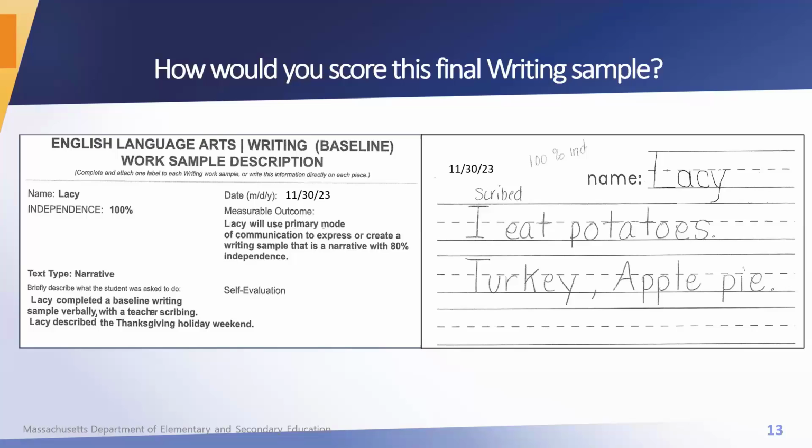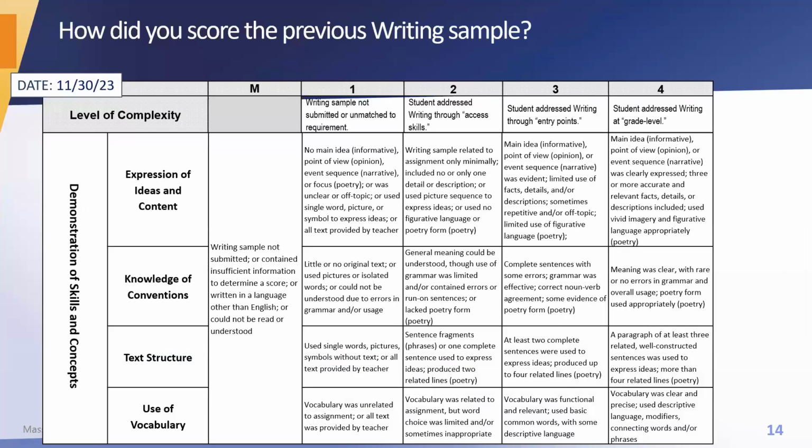So if you can't get that right now, just know that it says, I eat potatoes, turkey, apple pie. So if you want to jot that down, I eat potatoes, turkey, apple pie. So obviously this is scribed, the person told us that they scribed it. It says so over here in the narrative, what they did for the holiday weekend. I eat potatoes, turkey, apple pie, and it was 100% independent. So here's the rubric. This is the date.